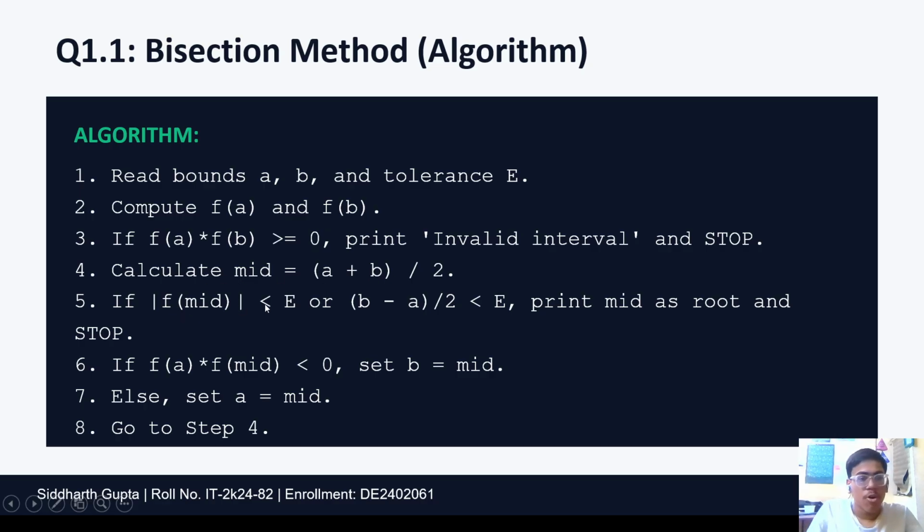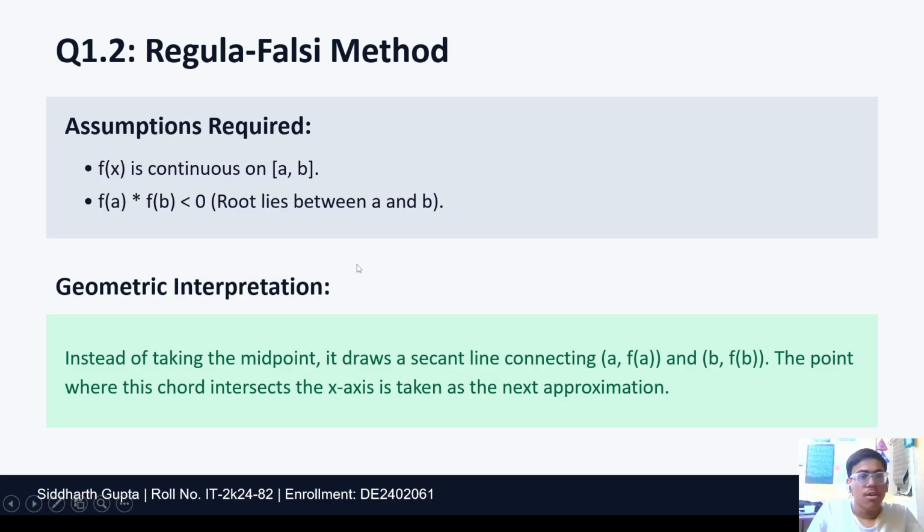We will check the mod of f(mid) less than e. Till the mod of f is less than e, we will calculate f(a) into f(mid). If it is less than 0, we will set b equal to mid, else we will set a equal to mid, and we will again go to step 4 and we will do this complete process till f(mid) is less than e. Okay.